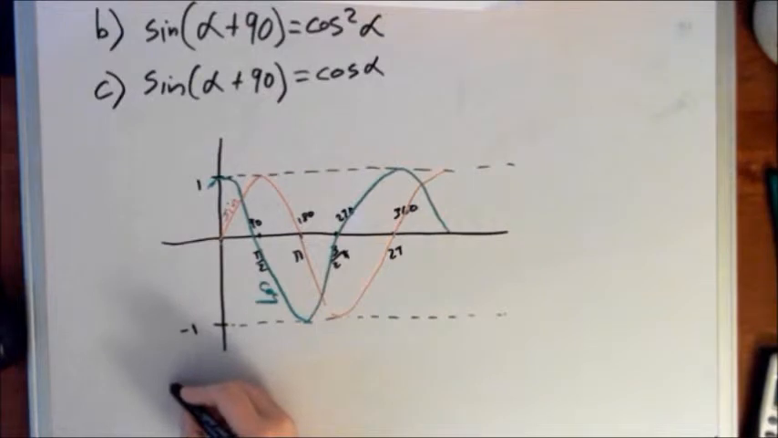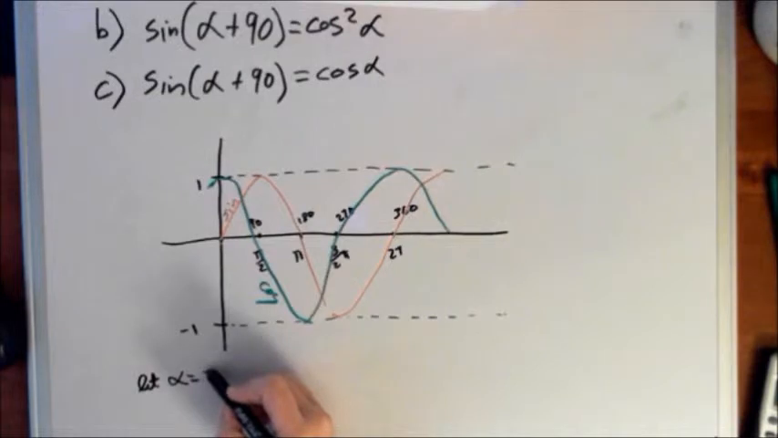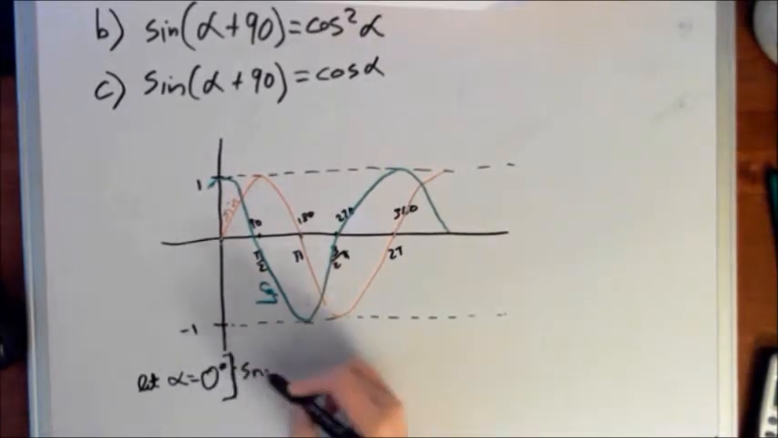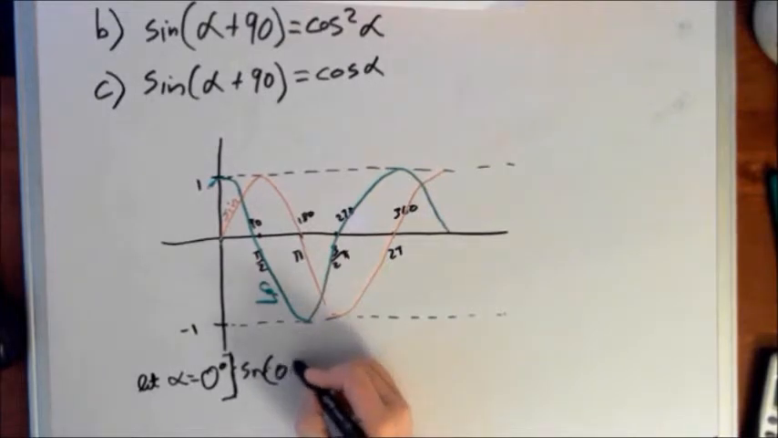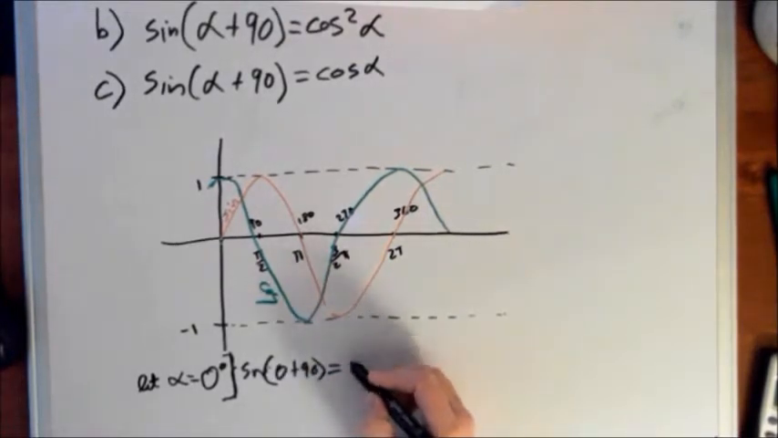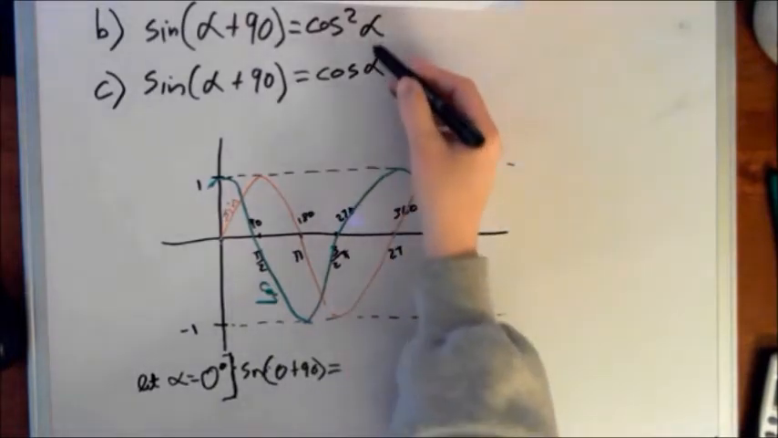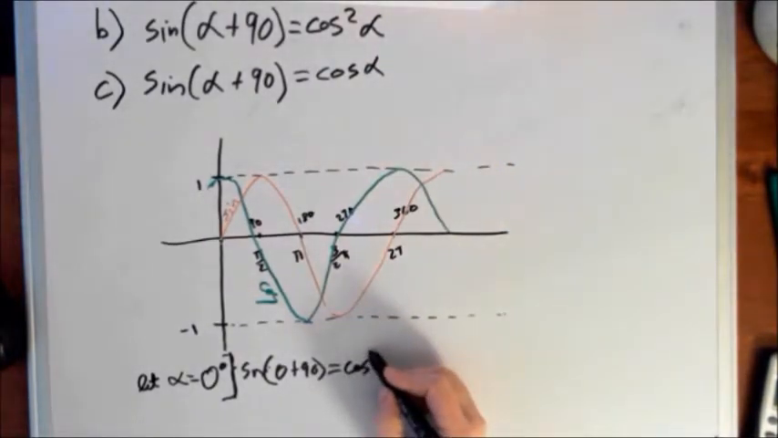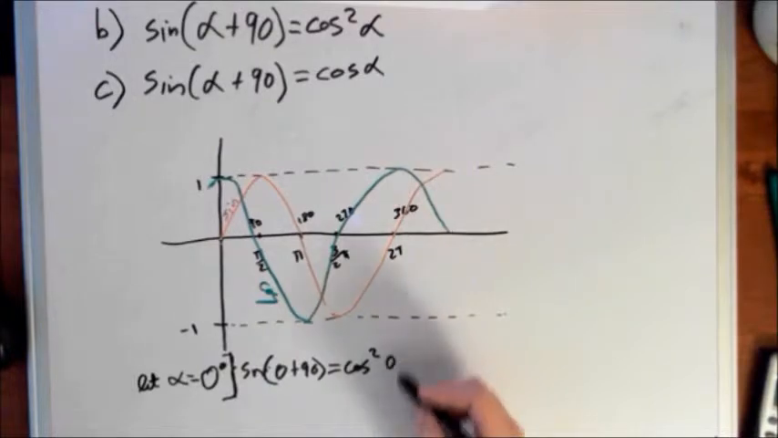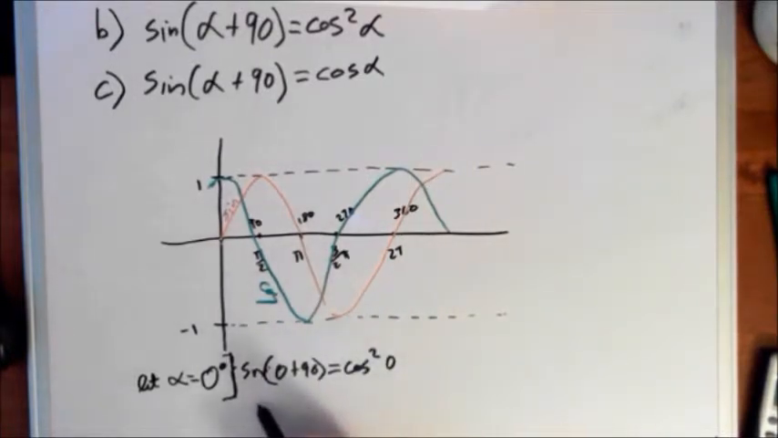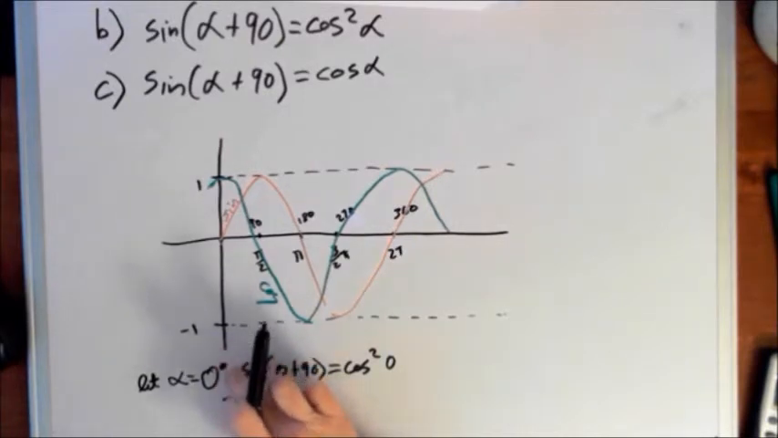So let's let alpha be equal to, let's start with 0 degrees, and this is one we just talked about. So at 0, we've got sine of 0 plus 90 degrees, which is equal to, I'm going to look at B first, cosine squared of 0 degrees. Looking at this, this is really confusing. I don't like that there.